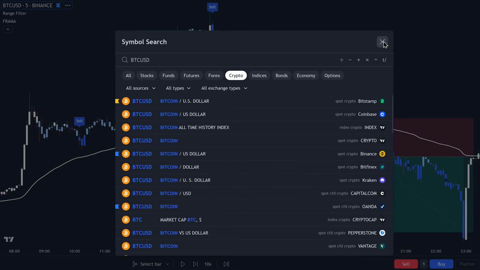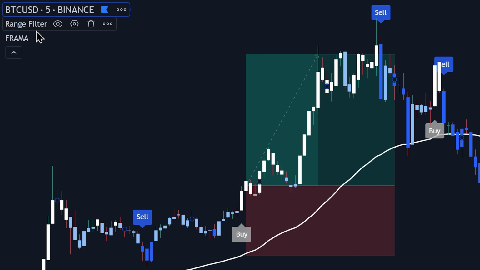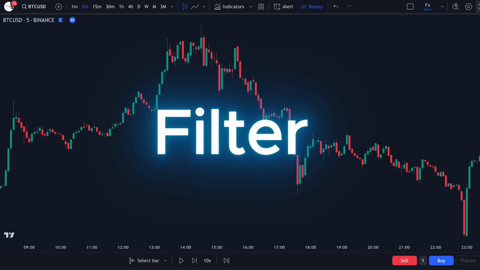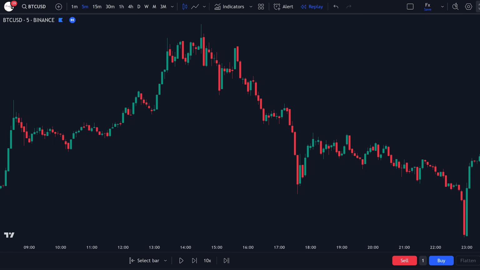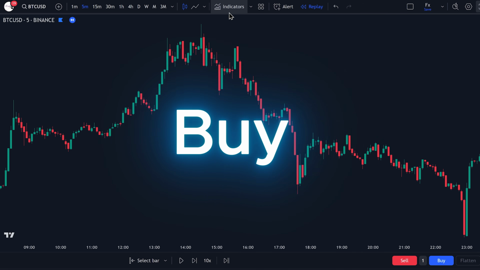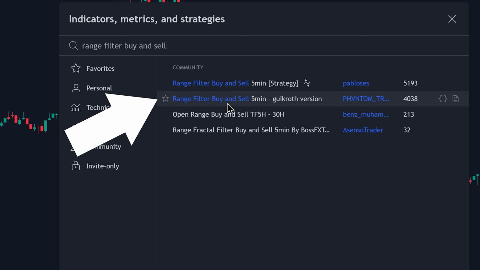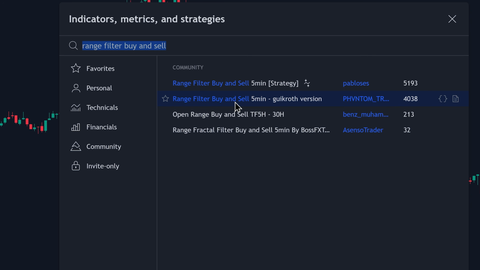As mentioned earlier, we'll be using two indicators for this strategy. Let's go ahead and add them to the chart. First, we need to add the range filter buy and sell indicator. To do this, go to the Indicators tab and search for range filter buy and sell. Select this particular version over here, which is specifically designed for scalping strategies. Then, close the search box.